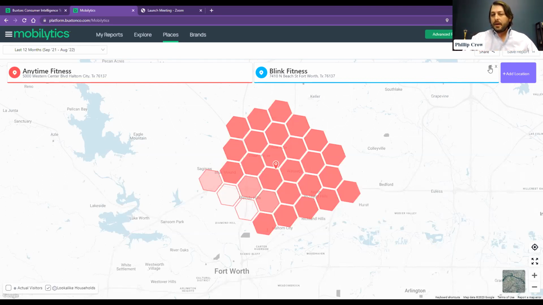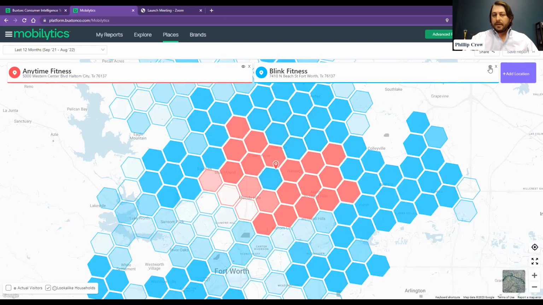If I unhide our Blink data, you'll see all of those cells turn blue. The reason is that there are actually more Blink Fitness potential customers in that area than there are Anytime Fitness. So we're always going to show the dominant color wherever you have trade area overlap. We're trying to show who has greater potential in that particular geography. And you can see that represented here.